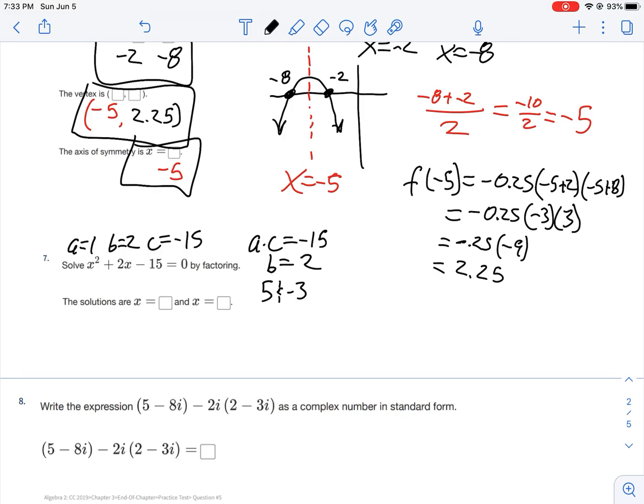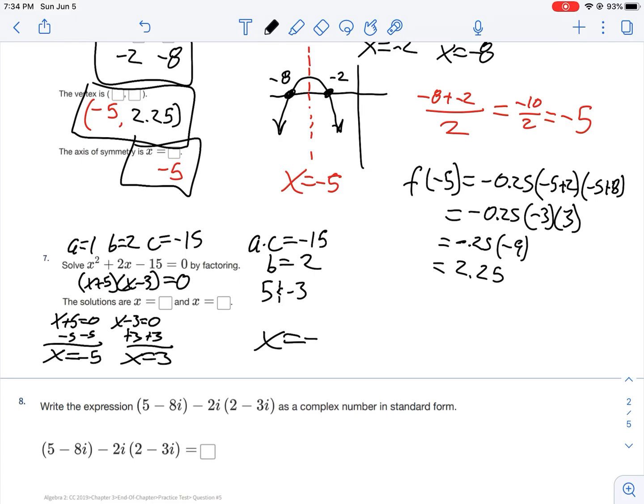Now, these are just the factors. That means that this factors down into x plus 5 times x minus 3, and they're set equal to 0. We need to set each of those factors equal to 0. X plus 5 equals 0. X minus 3 equals 0. Subtracting 5 from each side, x equals negative 5. Adding 3 to each side, x equals 3. X equals negative 5. X equals 3.